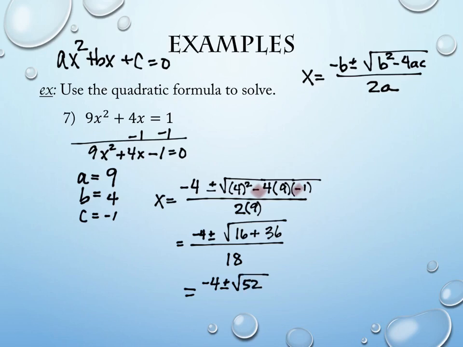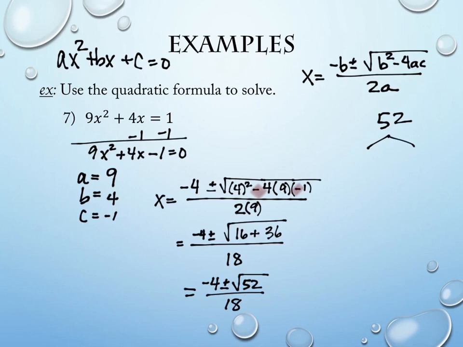52. Okay. This 18, we need to be careful. This 18 is not just under 4, and it's not just under the square root of 52. It's under both of them. So we can't just reduce the 4 and the 18, because that would forget the fact that it's underneath the square root of 52. However, what we can do is simplify the square root of 52. So let's take a moment and see if we have the ability to simplify that.